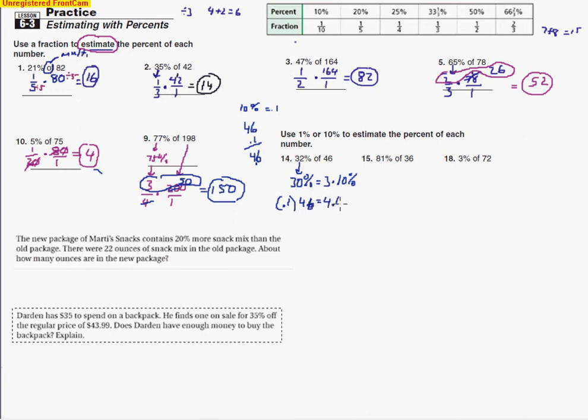All right, so now we got that 4.6. What are we going to do with the 3? Well, you're going to triple this number, because this is only 10% of 46, which is 4.6. Now let's triple that number. So now we have to do 4 6/10 times 3.